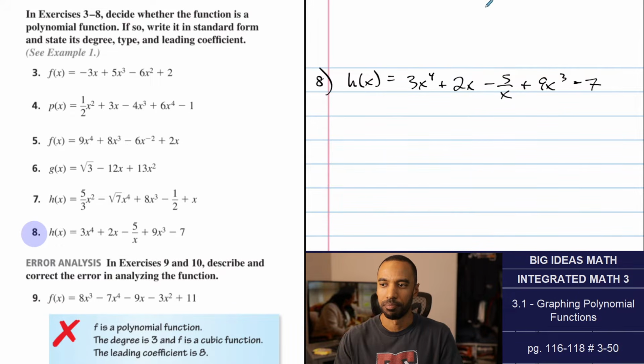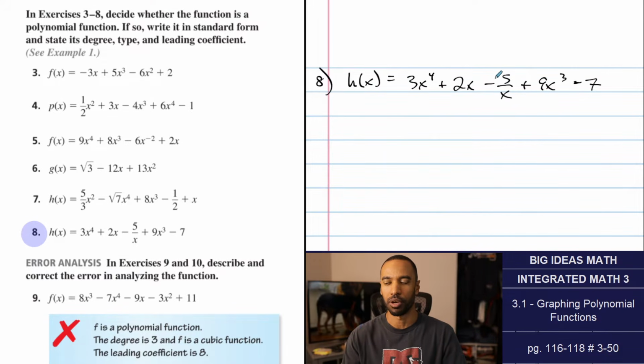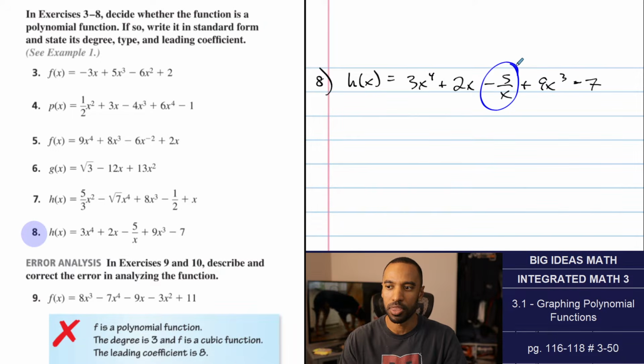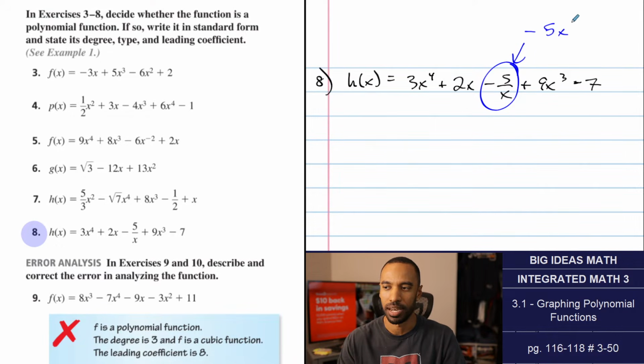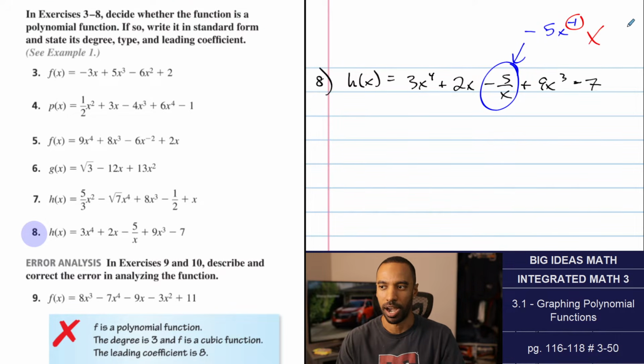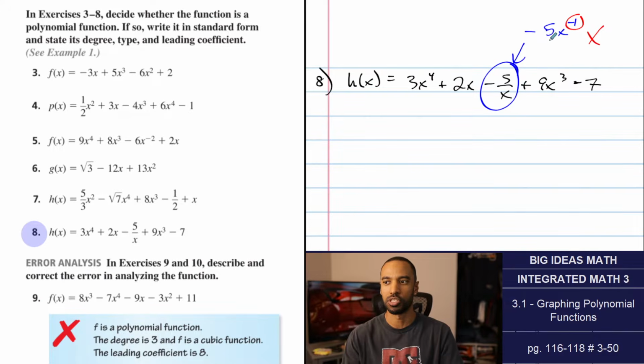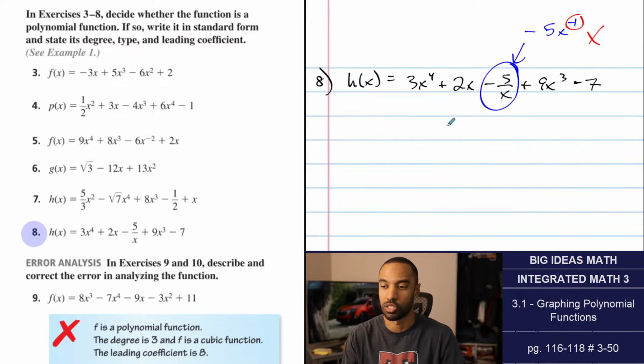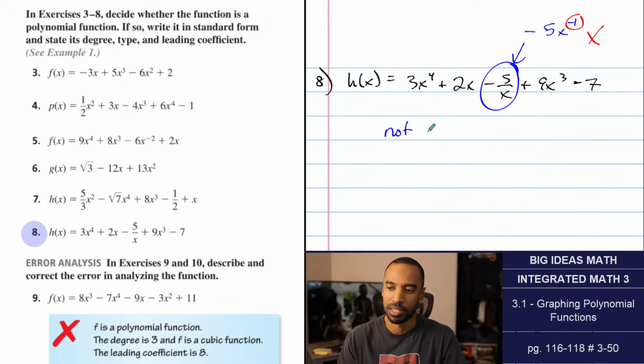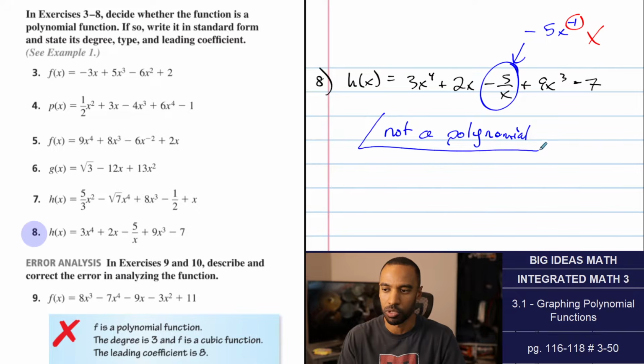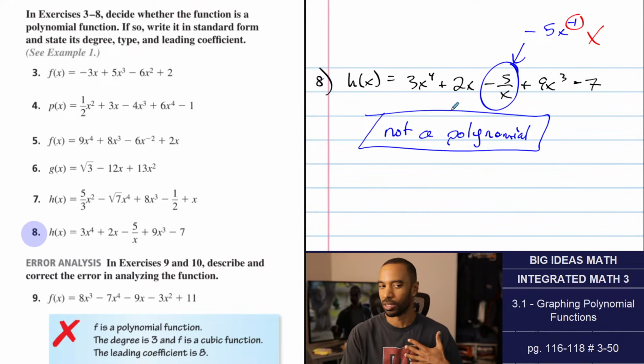Now, this one, I made mention of it in the lecture that you can turn this into something else. Remember, this term could also be rewritten as negative 5x to the negative first power. Because of this, this is a no-go. Not a polynomial. This is degree negative 1. That's what it is. It's degree negative 1. So this is not a polynomial. That part is rational that way, and it breaks what polynomials do. So that one's it. We're going to leave it at that.